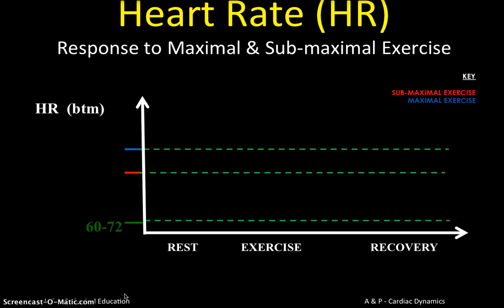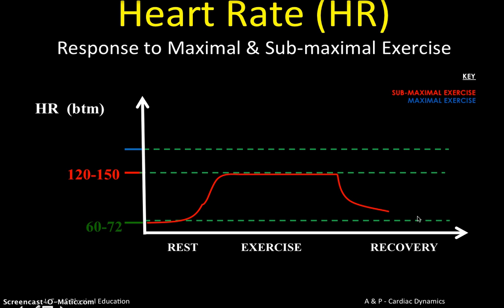Rest is about 60 to 72 beats per minute on average. We've got that anticipatory rise. We've then got a rapid increase, and submaximal exercise brings a plateau. We call this steady state. That might be at maybe 120, 150 beats per minute. After exercise, there's a rapid decrease, and you return gradually until you're down to normal levels.